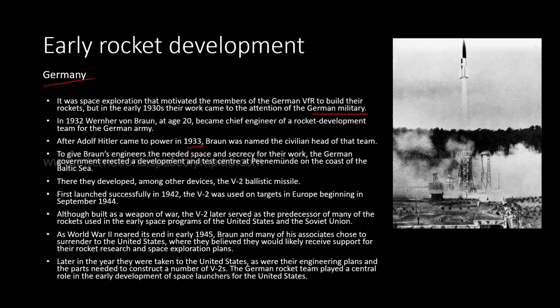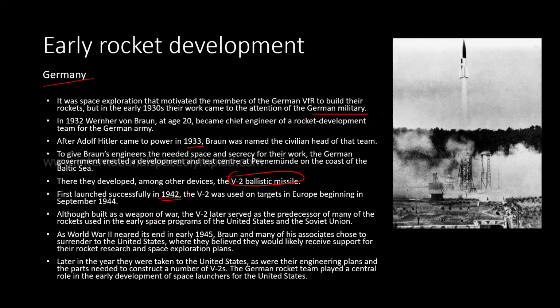To give Braun's engineers the space and secrecy for their work, the German government erected a development and test center on the coast of the Baltic Sea. There they developed, among other vehicles, the V2 ballistic missile. So this is the German V2 rocket. It launched successfully in 1942, and the V2 was used on targets in Europe beginning in September. So it was actually used there for war purposes.